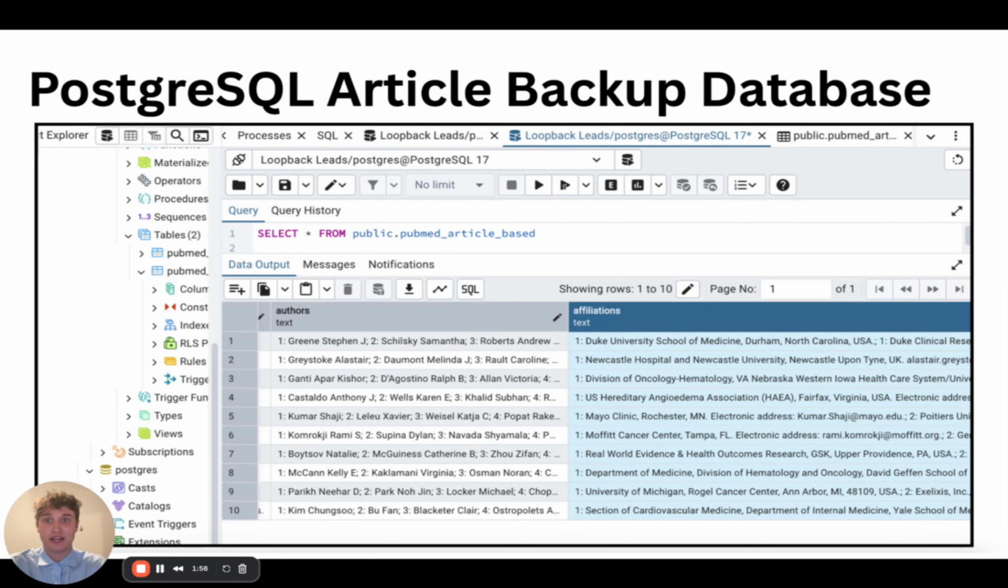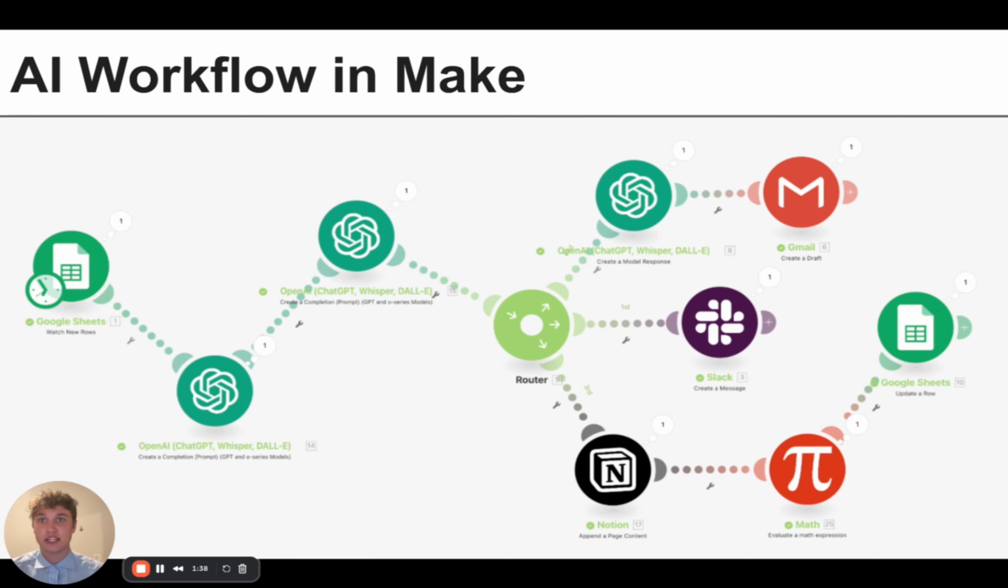Here's the article backup database where, as you can see, it is a little bit jumbled, but the authors are correlated to their affiliations. So Stephen Green has both the University School of Medicine and clinical research affiliation, both tied to that one. And then here's the AI workflow.